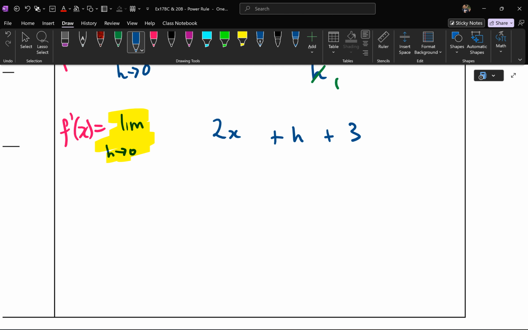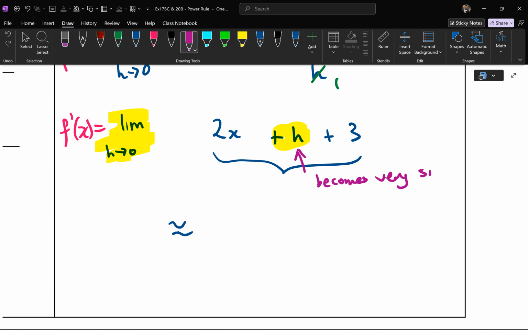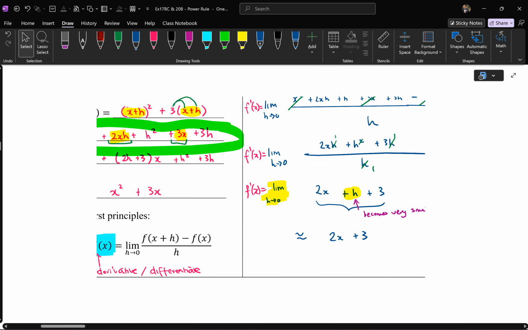Now, if that is true, think about this for a second. If this becomes really small, what does this overall add up to? If this is a very small number, you've got 2x plus a very, very small number plus 3, what do you get? If this becomes very small, what do you get? Yeah, 2x plus 3. Very good. Because that number becomes so small that essentially you know the answer is just going to be 2x plus 3. Now, that's called the derivative.